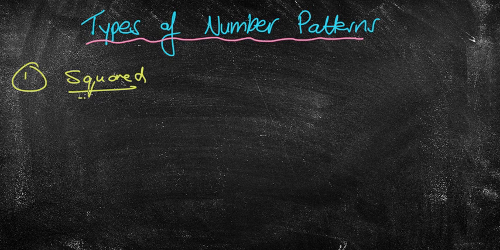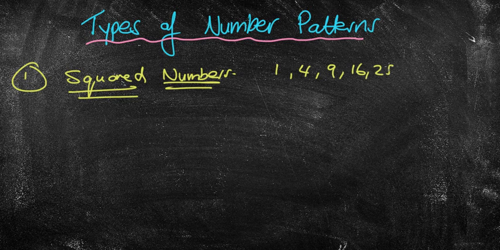Now we've already looked at squared numbers previously in one of these episodes, such as 1 squared, which is 1, 2 squared, which is 4, 3 squared, which is 9, 4 squared is 16, 25, 36, etc. They are squared numbers, but there's another reason why they're squared numbers.